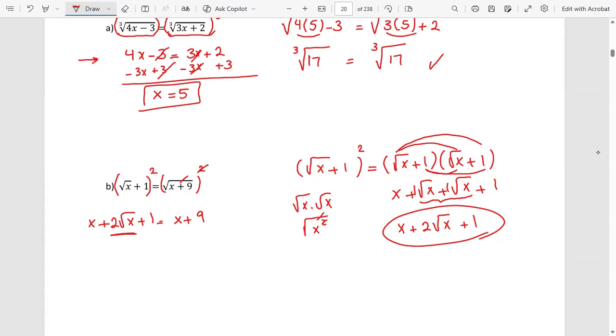Okay, so again, I move back to step 1 and isolate the radical expression. To isolate the radical, I need to move x. I need to move 1. So we just have 2 root x, which is equal to 8. Then I have to divide both sides by 2.